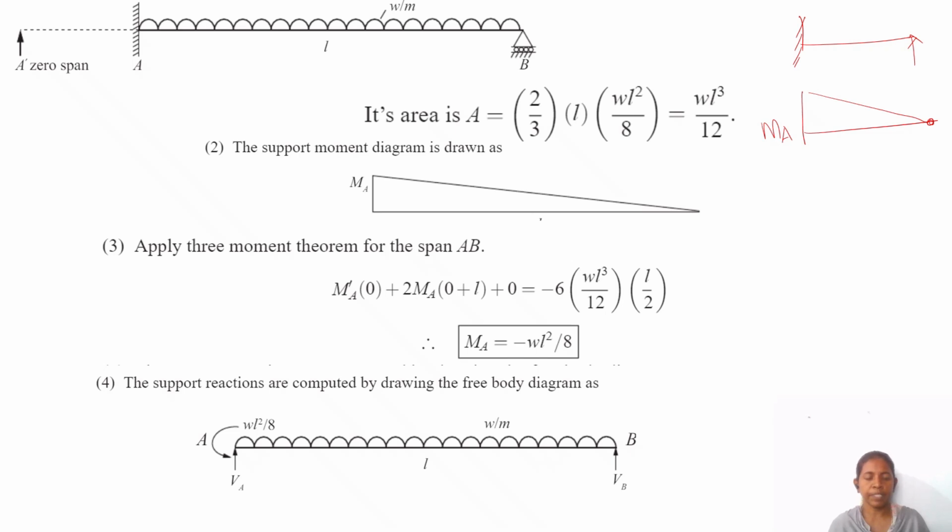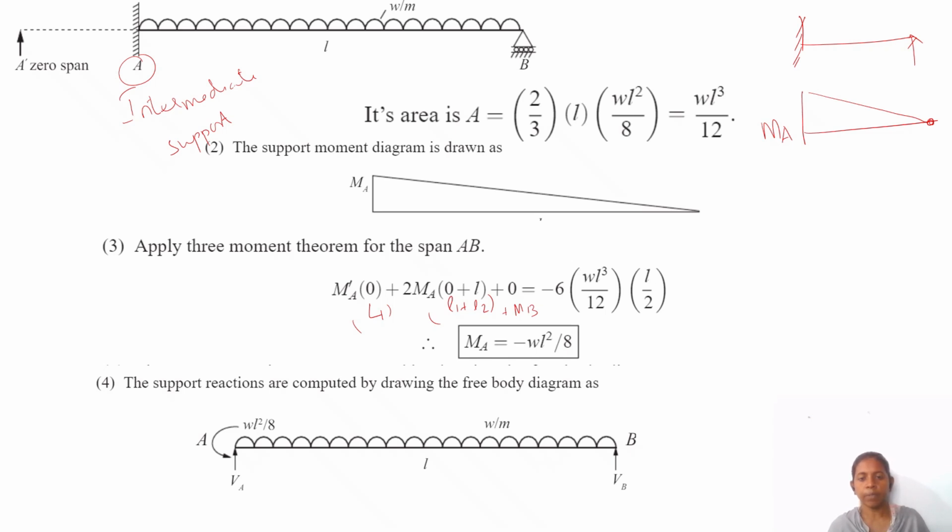How? Consider A as the intermediate support, A dash as the left side support, and B as the right side support. So MA dash into L1, that is 0 span, plus 2 MA into L1 plus L2, that is 0 plus L, plus MB. It is a simply supported condition, hence it is 0 by applying the boundary condition.